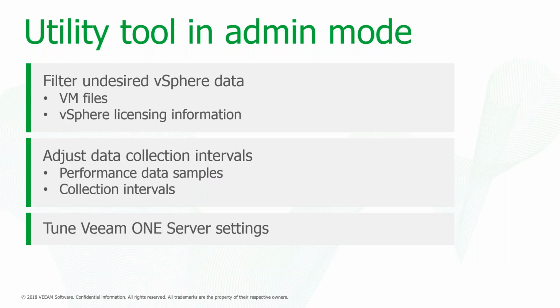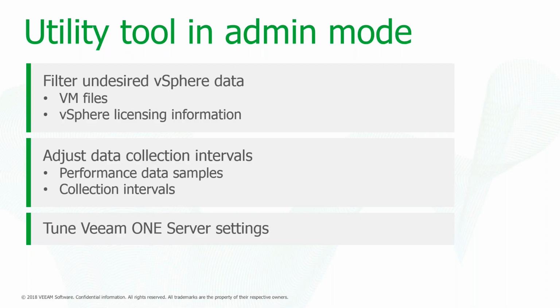You have the ability to more finely tune and filter undesired vSphere data based around VMs and vSphere licensing information. So you can really filter out things that you don't see as value. And you can more finely tune the data collection intervals for performance data samples. Rather than collecting all the performance data in large environments, a sample set of data may be of value because of the huge amount of data that is available across the environment. You can also tune some other Veeam ONE server settings as well.